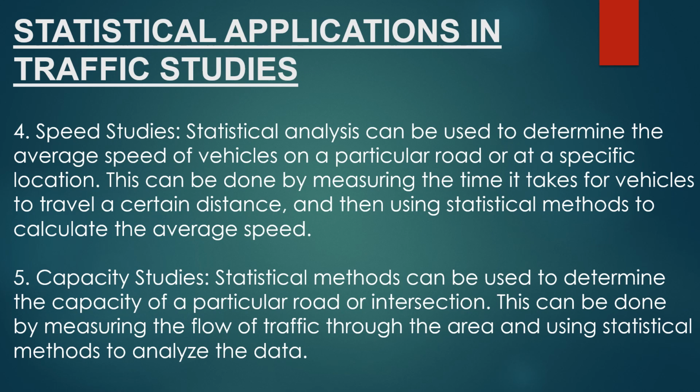The fourth one is speed studies. Statistical analysis can be used to determine the average speed of vehicles on a particular road or at a specific location. This can be done by measuring the time it takes for vehicles to travel a certain distance and then using statistical methods to calculate the average speed. The fifth and last one is capacity studies. Statistical methods can be used to determine the capacity of a particular road or intersection. This can be done by measuring the flow of traffic through the area and using statistical methods to analyze the data.